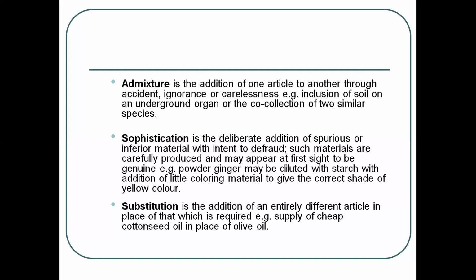Then comes the substitution. Substitution means it is an addition of an entirely different article in place of that which is required. For example, in this, supply of a cheap cottonseed oil in the place of olive oil, because these two types of oils are similar in their color, similar in their odor, and it is completely replaced, because olive oil, as you all know, is very expensive, and by the substitution method of adulteration, the olive oil is entirely replaced by the cheap cottonseed oil.